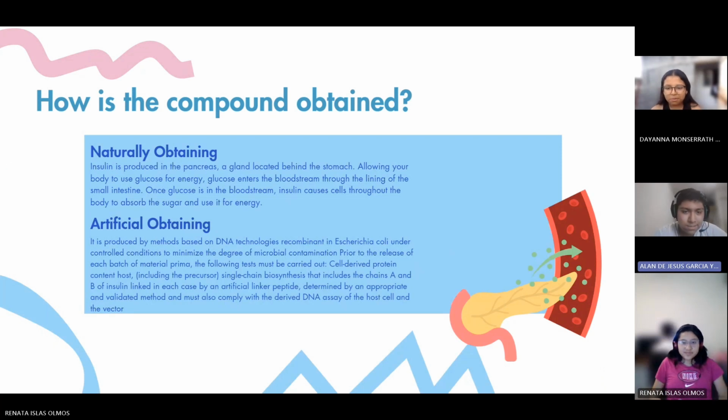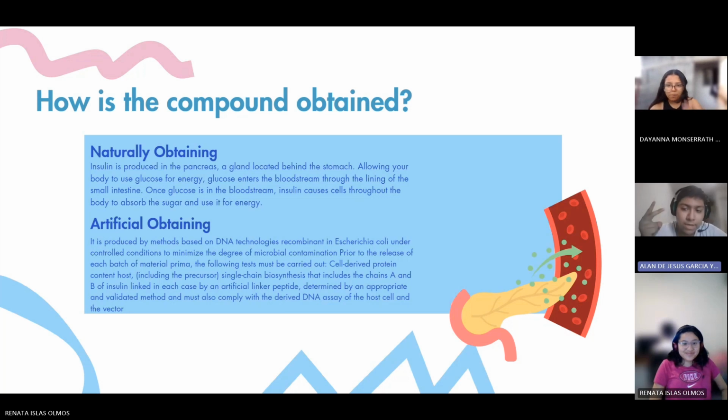Now, how is this compound obtained? Well, there are two ways to obtain it, natural and artificial. Naturally, insulin is produced by the pancreas, a gland located behind the stomach, allowing your body to use glucose for energy. Once glucose is in the bloodstream, insulin causes cells throughout the body to absorb the sugar and use it for energy.